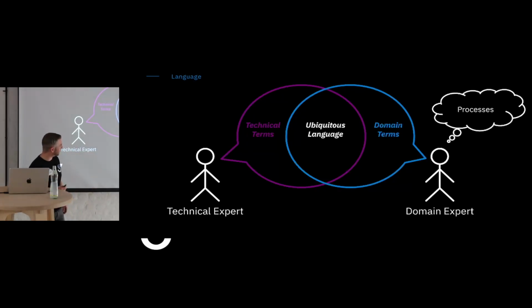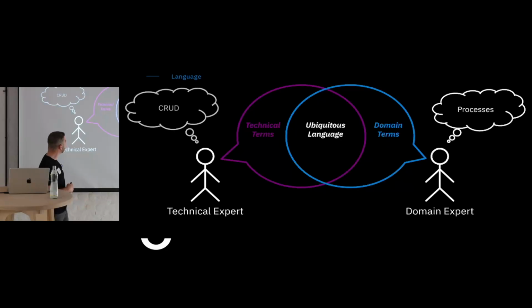But that's not all, because domain experts think and also communicate in processes. So we saw it in the last example, maybe from the perspective of a domain expert to say, we need to have a registration screen and the user has to register, and then we need to send a verification code. And we as technical persons were maybe already thinking in CRUD. So it's quite obvious.